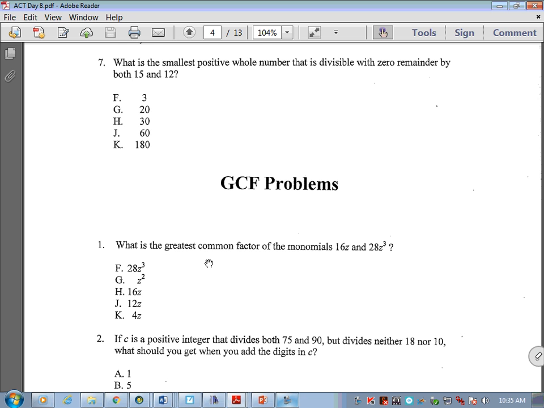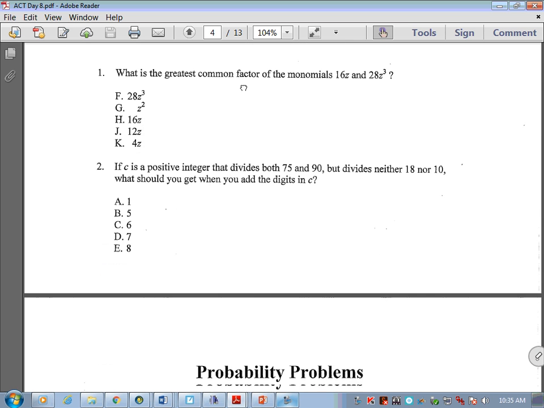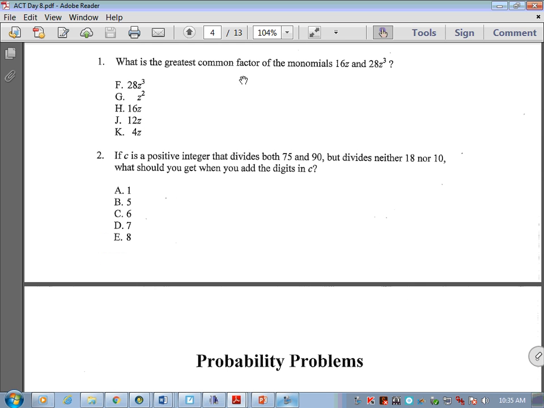Greatest common factor, number 1, Jesus. What's that? Didn't know how to do this. Greatest common factor of the monomials, 16z, 28z cubed. All right, so we're looking at the largest thing that will go into both. All right, this is kind of the opposite of least common multiple. Multiples, we're taking that number and we're trying to see where they will fit in. Now we're trying to fit things into this.